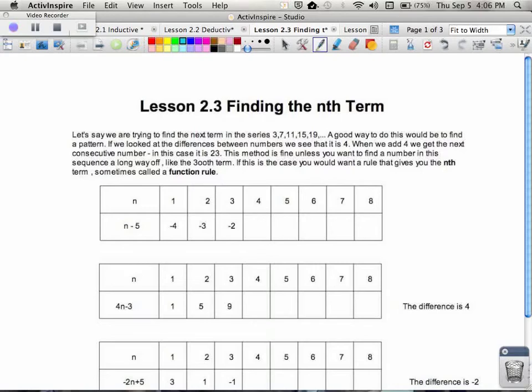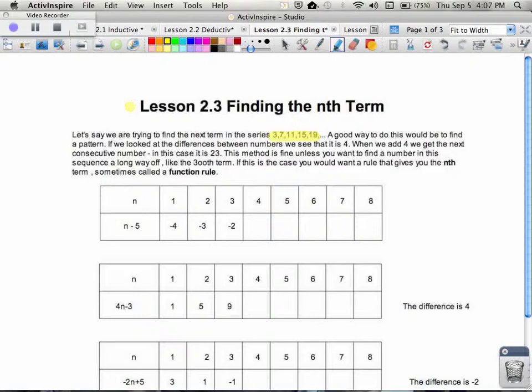In lesson 2.3, we're going to talk about something called finding the nth term. When you're finding the nth term, this is a way that we use deductive reasoning. Let's say that we're trying to find the next term in the series 3, 7, 11, 15, and 19. A good way to do it would be to find a pattern.